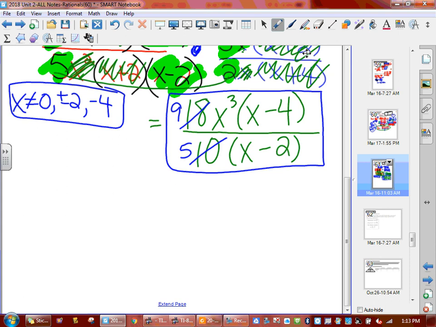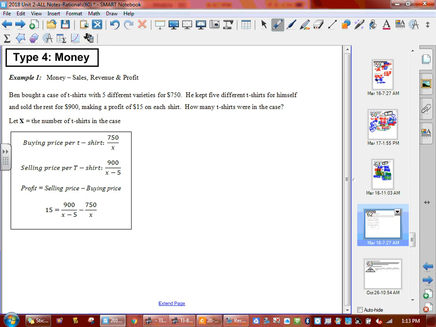Last 2 examples. Type 4 is a money question. You've got a very similar question to this in your assignments. This one they have shown us and created the equation for us. Ben is buying a case of t-shirts with 5 different varieties for $750, kept 5 different t-shirts for himself and sold the rest for $900, making a profit of $15 on each shirt. How many t-shirts were actually in the case? We're letting x be the number of t-shirts in the case.